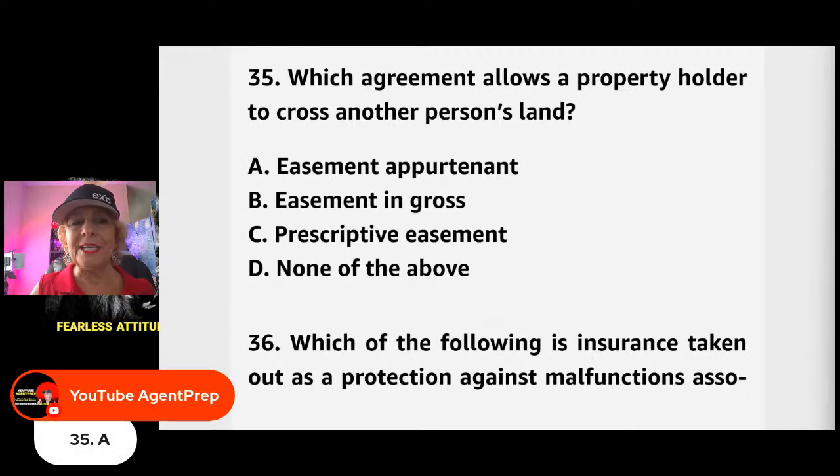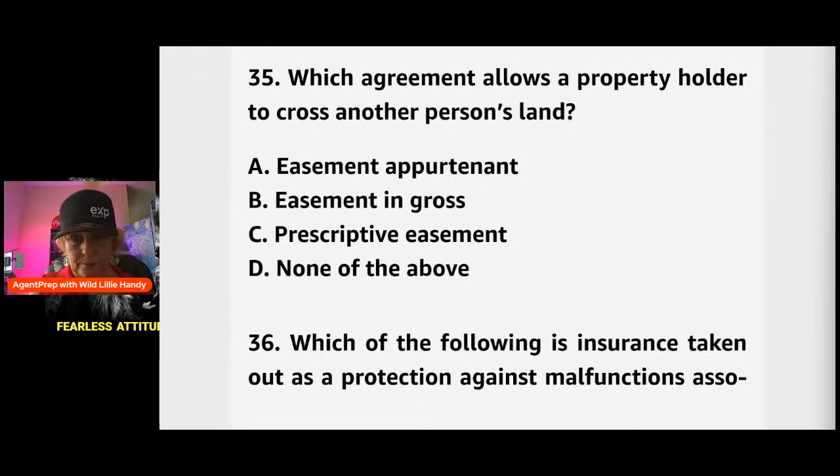So the answer is easement appurtenant. It goes with the land. It's attached to a land and they get to use somebody else's part of the land, like the driveway or a well or a septic. They have a joint agreement and it's a recorded easement. Says, so when a property is transferred through the sale or inheritance, all rights and privileges attached to the land are automatically transferred to the new owner. Easement in gross does not transfer. That is per individual.